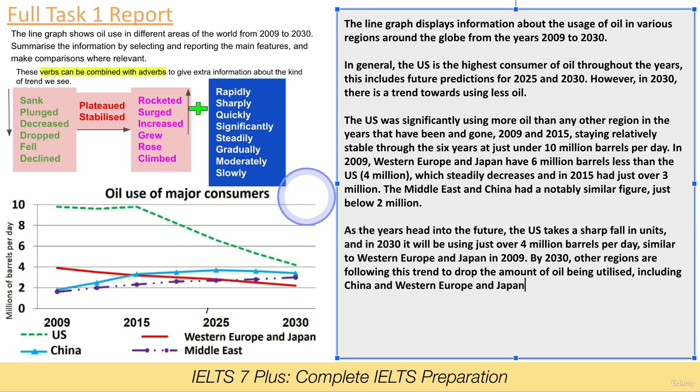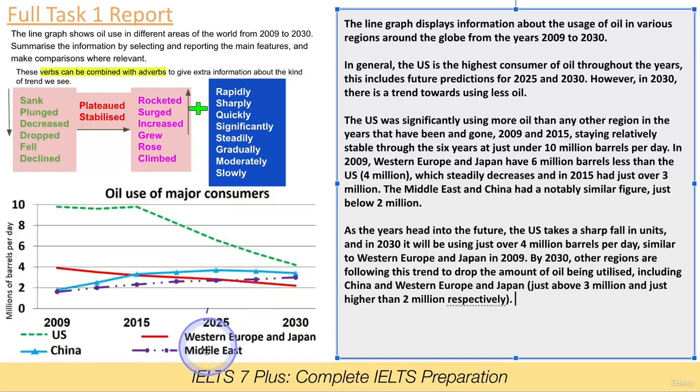Now we can do a bracket. How much is China by the end? By 2030, China is just above 3 million. And how much is Western Europe? Approximately just higher than 2 million respectively. Okay.